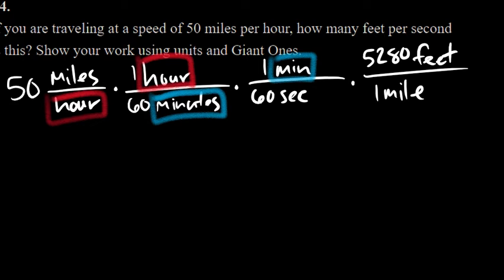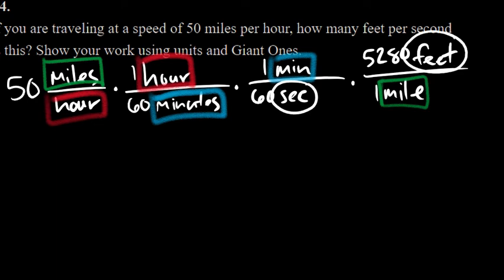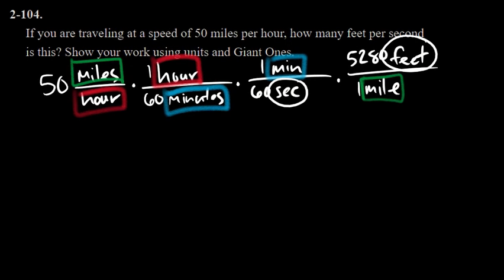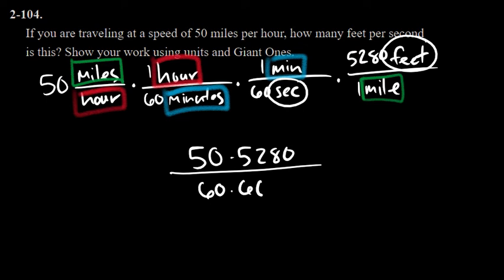The beauty of this number 1 is now you can see I've got miles in the denominator here, and I've got miles in this numerator. So now the only units that are remaining for this entire problem is you can see I've got seconds and I've got feet. So this answer will be feet per second. Now it's just a matter of doing the arithmetic. The arithmetic we need to do is in the numerator we need to calculate 50 times 5280. And in my denominator I need to figure out what 60 times 60 is. And my units will now be feet per second.